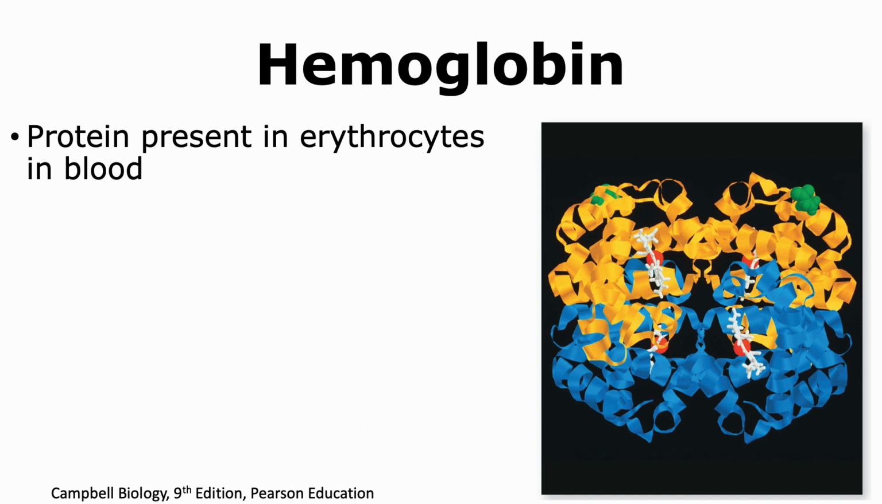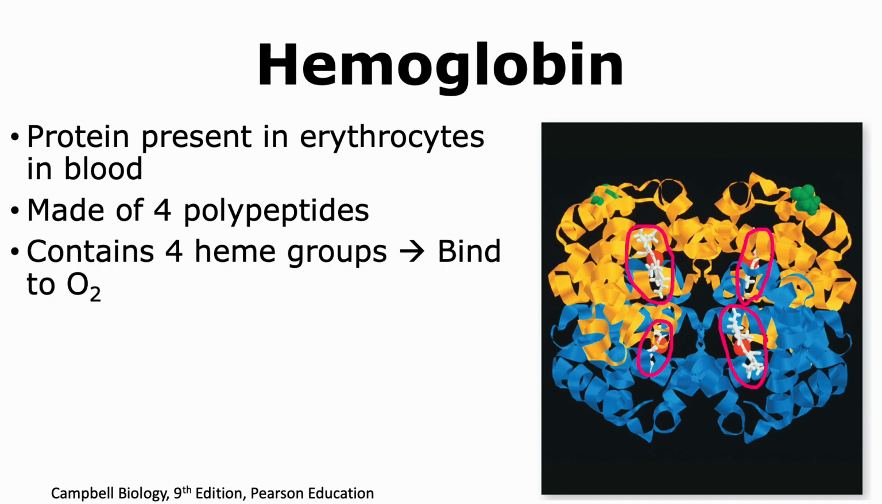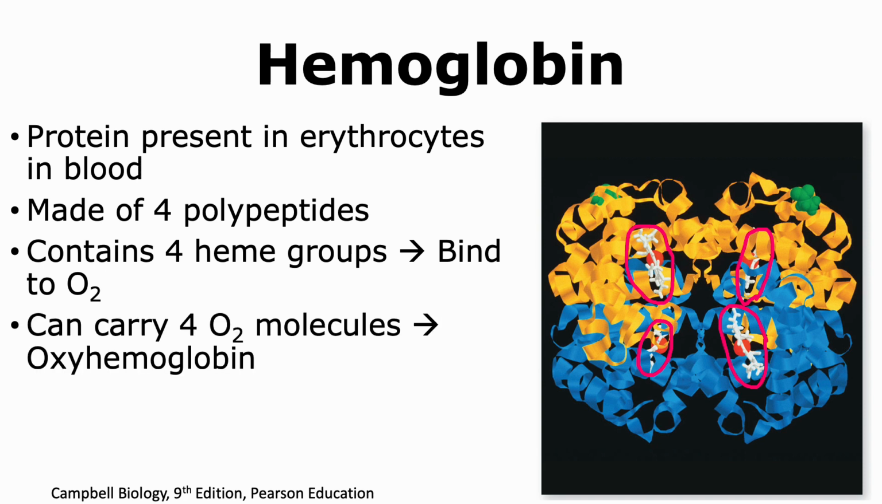Hemoglobin is the protein that is present in erythrocytes, or red blood cells, of vertebrates found in blood. It is made up of 4 polypeptides, and each polypeptide contains a heme group. Thus, there are 4 heme groups in hemoglobin that are able to bind to oxygen. Hemoglobin is able to carry 4 oxygen molecules, and in such a state, it is called oxyhemoglobin. In fact, hemoglobin bound to oxygen is what actually makes the blood look red.